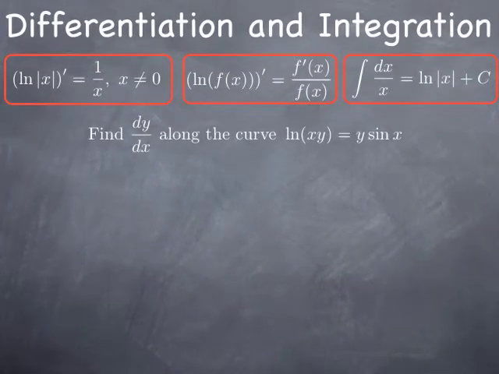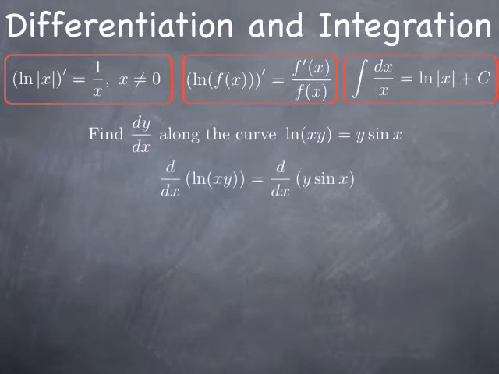Another kind of example that will give us an opportunity to review implicit differentiation is the following. We want to find the rate of change of y with respect to x along the curve of equation natural log of xy equal y sine x. So we proceed by implicit differentiation. That is, we're going to differentiate with respect to x both sides of the equation of the curve, considering y as a function of x.